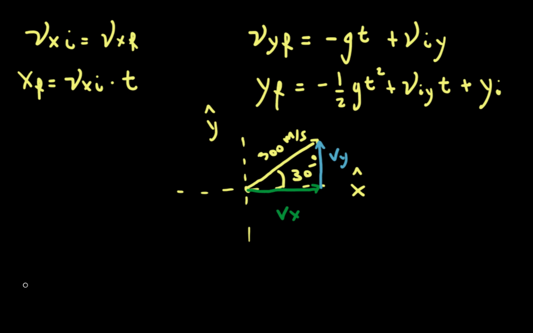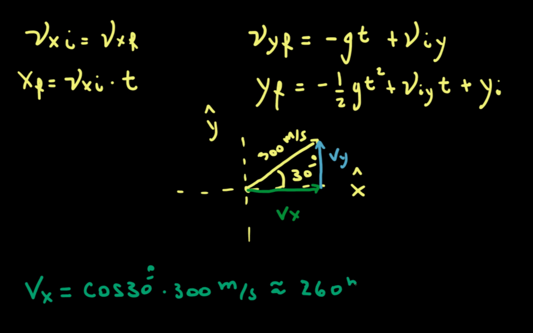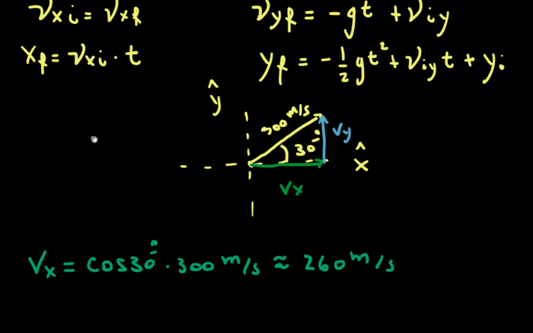So Vx is, when you have this angle the way it's positioned, you use cosine of 30 degrees times the hypotenuse, which is 300 meters per second. I'm going to approximate this, and you can try to do this on your own and check that it is 260 meters per second.